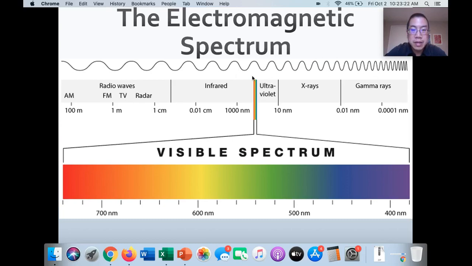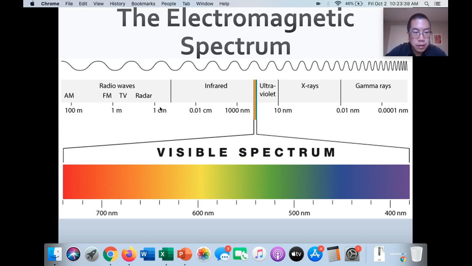This is the electromagnetic spectrum. If we take a look here, we have longer wavelengths. If you take a look up here on top, the wavelengths look longer from peak to peak. And then as we go to the right, the wavelengths are shorter from peak to peak or trough to trough.